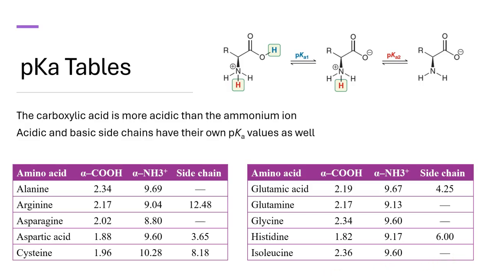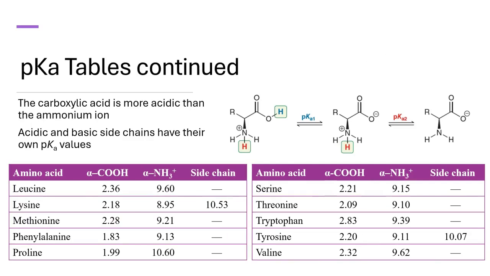The pKa tables are continued here, where we have the amino acid, the pKa of the carboxylic acid of that amino acid, the pKa of the ammonium, and then the side chain if it happens in this case to be basic.